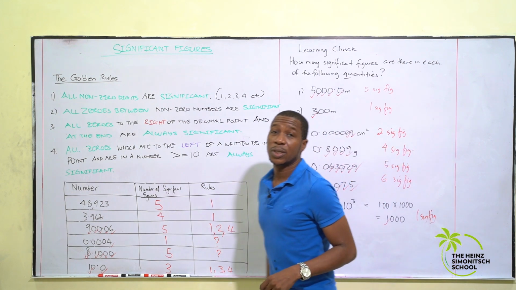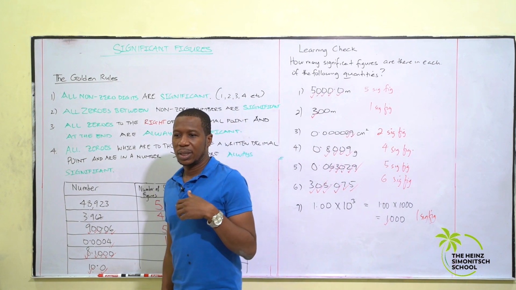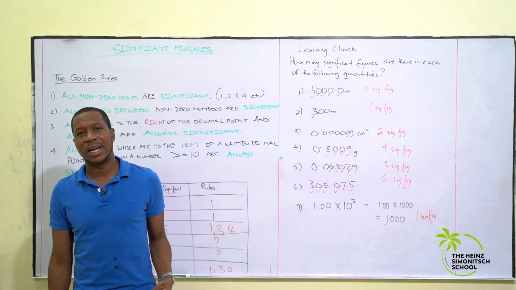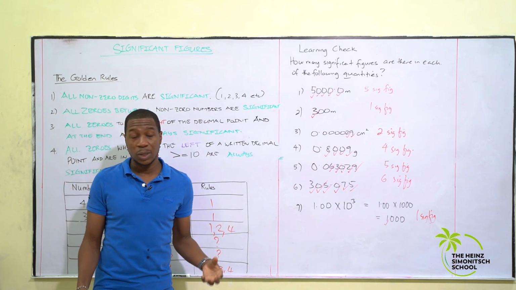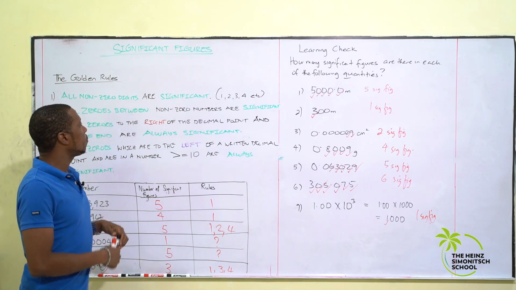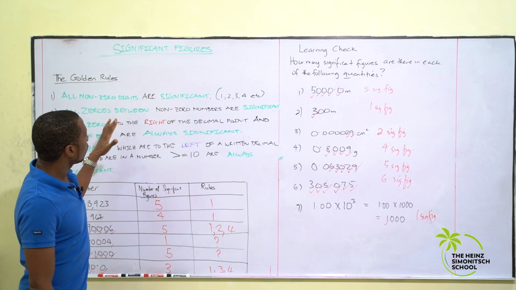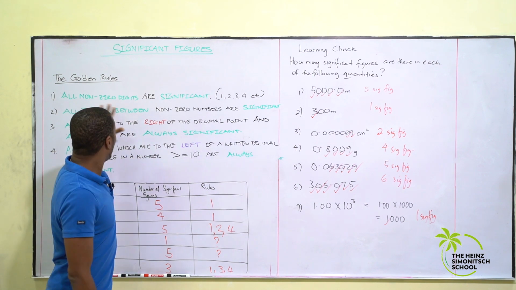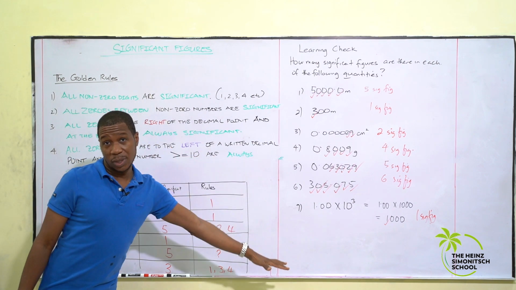So the key to understanding how to identify the number of significant figures in a number is to basically walk through the rules, and then assign the rule that applies to the number.